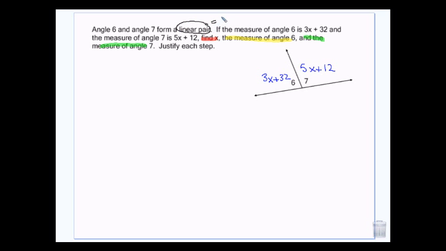They're on the same line. They equal something. Linear pairs always equal 180? Yep, linear pairs will always equal 180. So I can add those two together and it'll equal 180. How do you know they equal 180?